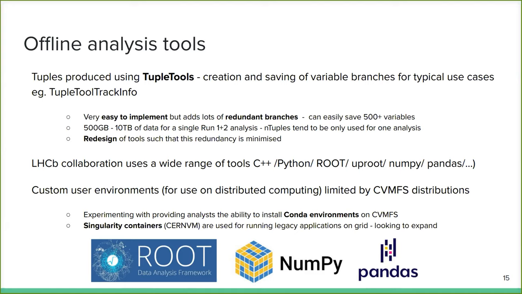For a single Run1, Run2 analysis, we can have anything from 500 gigabytes to 10 terabytes for the user to look at. And these tuples tend to only be used for one analysis. So for Run3, we're looking at a major redesign of these tools to try and minimize the redundancy and make this a more customizable thing.